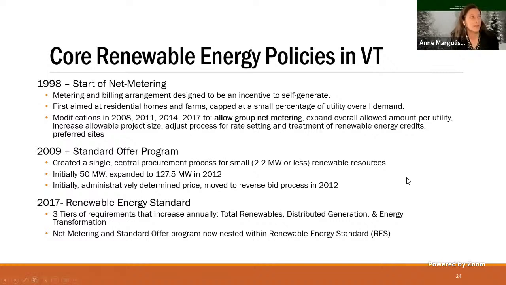So we have net metering. Net metering still exists today. It looks very different in many respects than it did at the start.